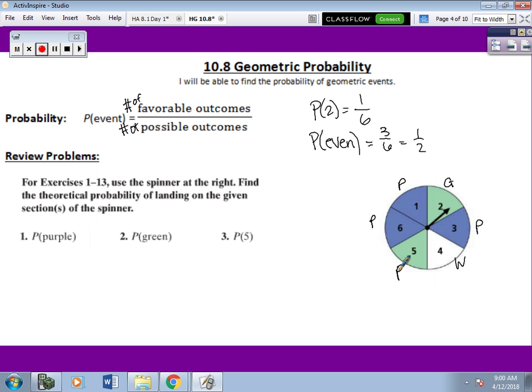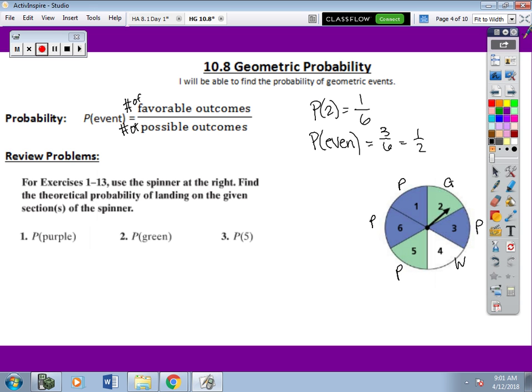So using the spinner to the right, find the theoretical probability, which means in theory. Does anyone remember what experimental probability is? There's theoretical, which is in theory what happened. What's experimental probability? Right? What you actually get. So if you were to sit there and spin the spinner 10 times and write down how many times you got purple, how many times you got green. Those are the 2 types, but we're going to be looking at theoretical only.